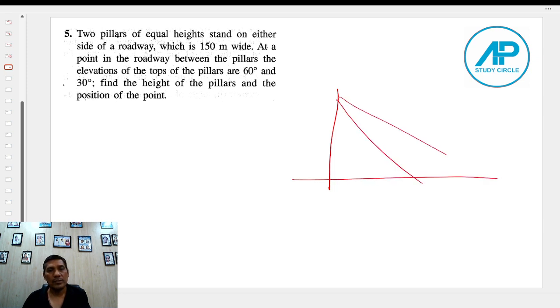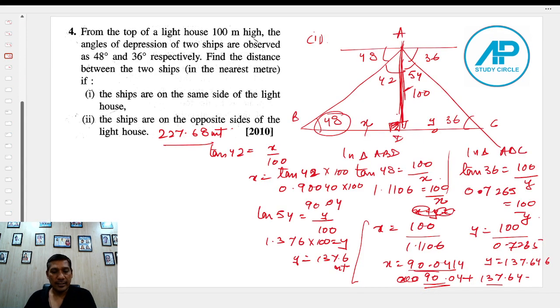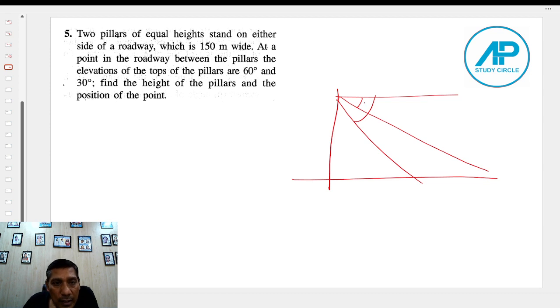Now, one shape and second shape. The angles were 48 and 36. So the smaller angle is 36, the greater angle is 48. So the near angle is 48, the far angle is 36, and the lighthouse is 100 meters high.